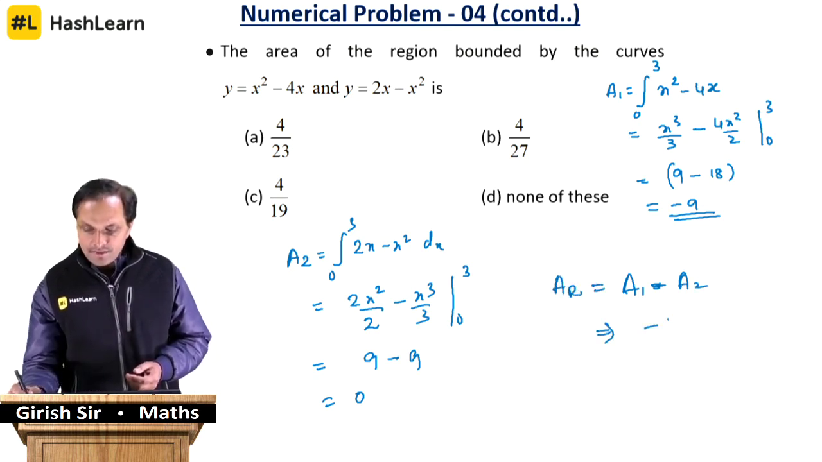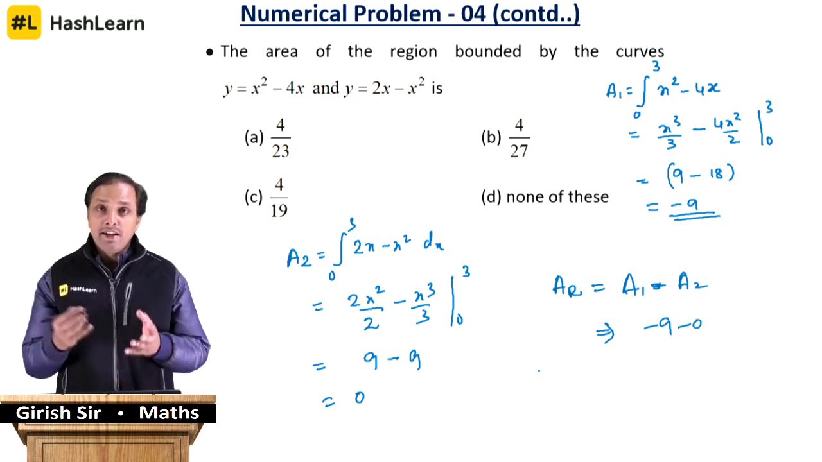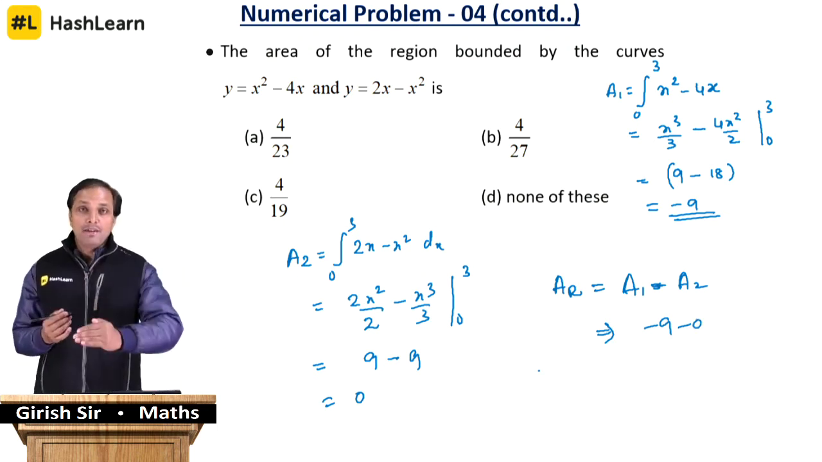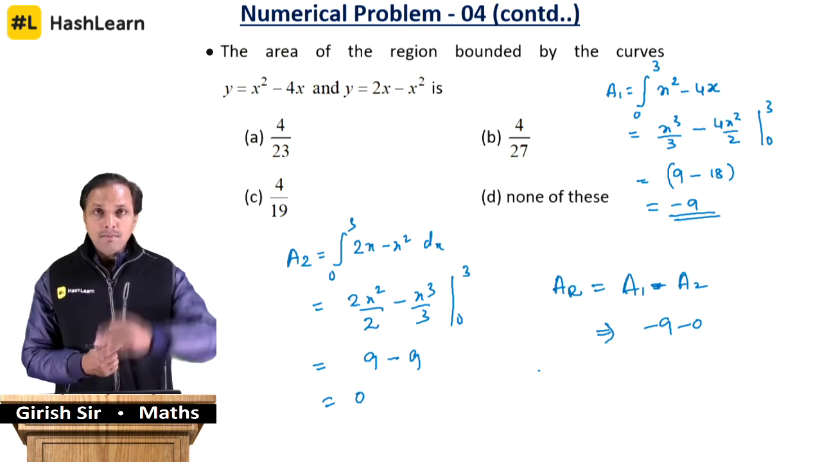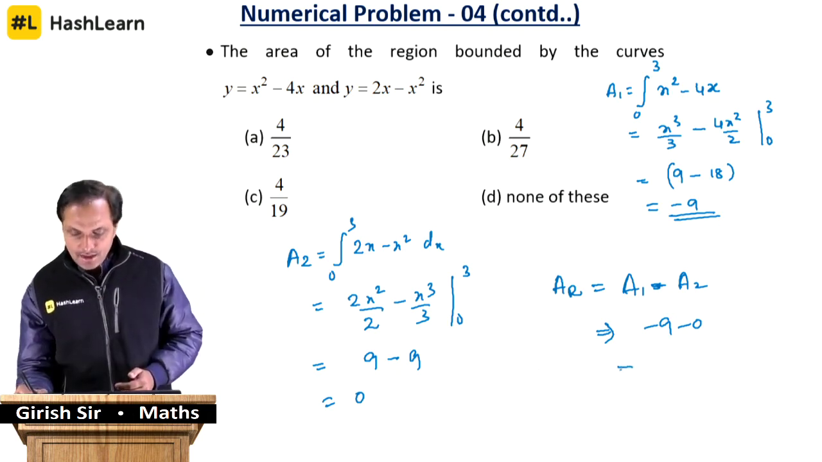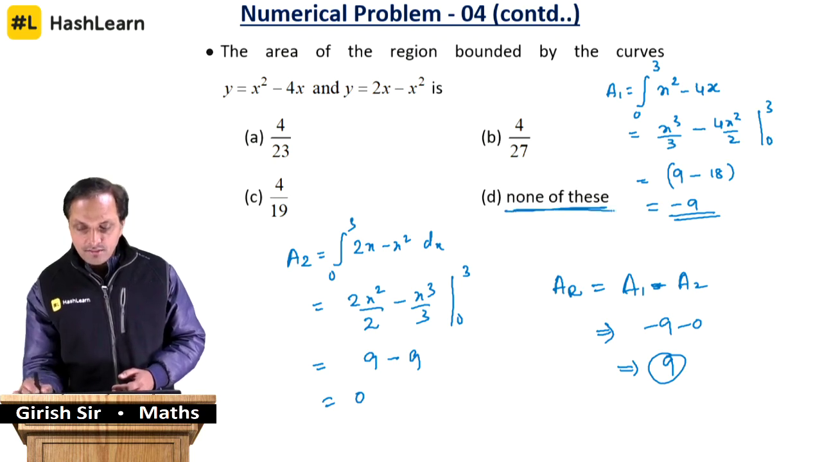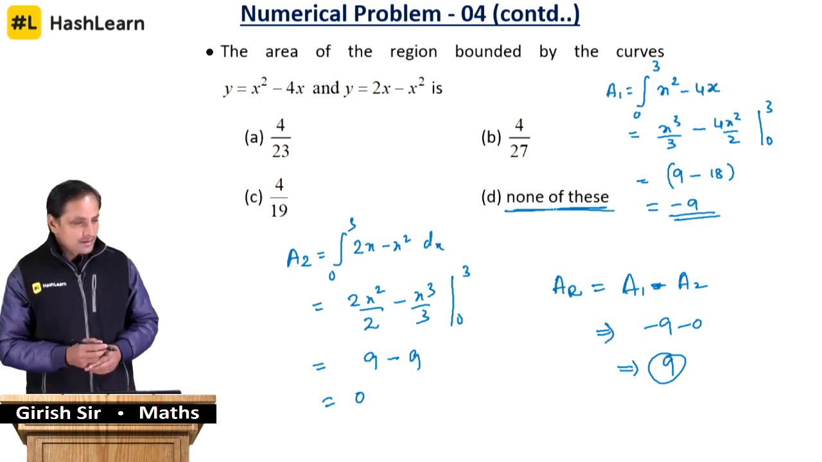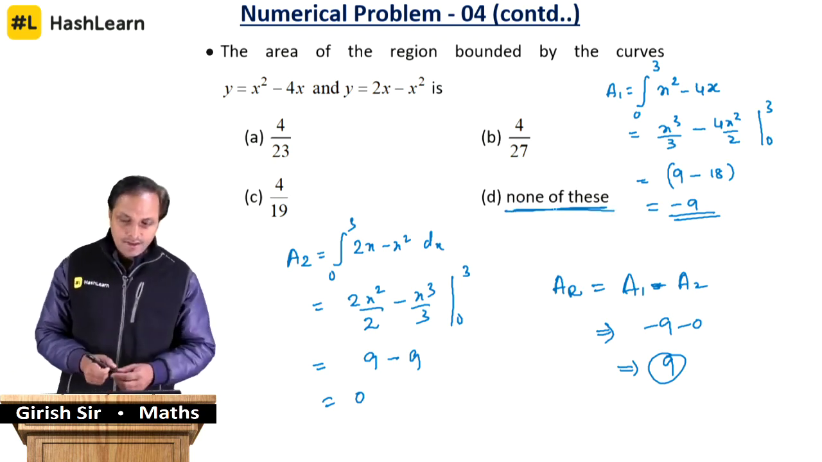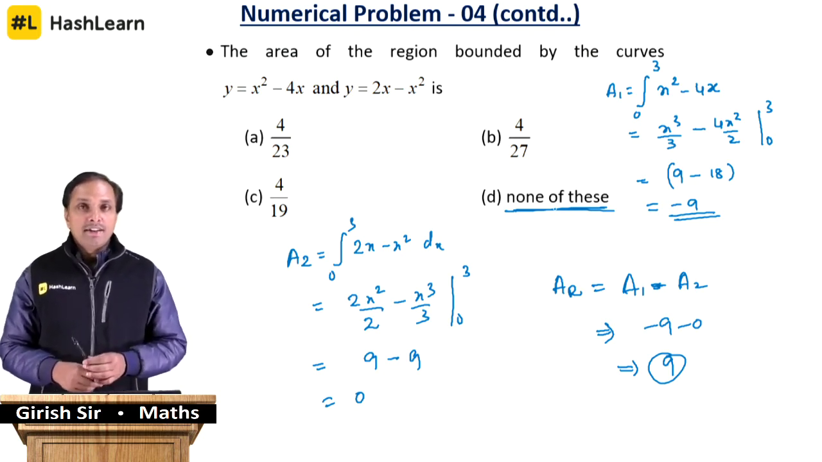When you do this, this is minus 9 minus 0. You know that when area is negative, it means it is coming below the x axis. Therefore it is 9 square units, which is not there in the option. None of these. Here Sanskriti gave the answer, that's right.